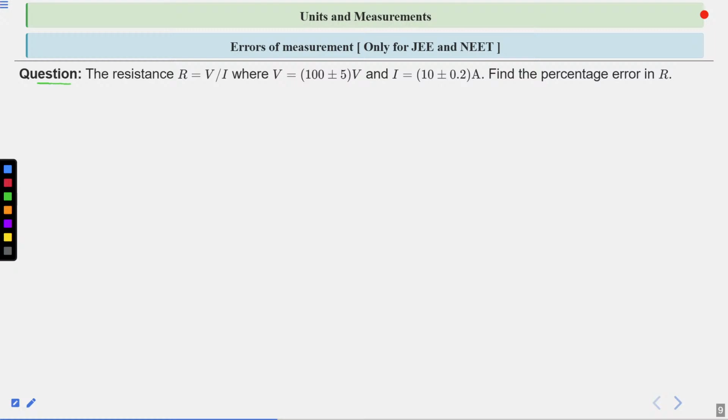Now question, the resistance R is equal to V by I, where V is equal to 100 plus minus 5 volt and I is equal to 10 plus minus 0.2 ampere. Find the percentage error in R. So here you have to find out the percentage error in R. What is the solution? Please solve this question.